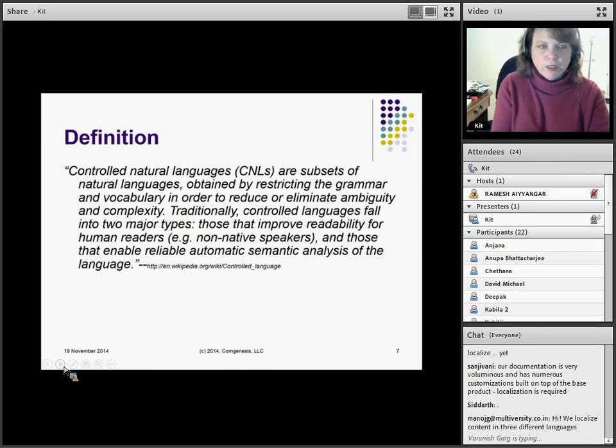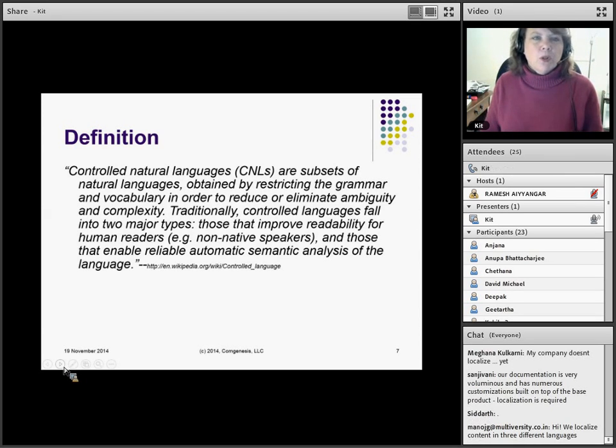So that's one thing that's really important to think about. Here's a definition of controlled language. Controlled natural languages are subsets of natural languages obtained by restricting the grammar and vocabulary in order to reduce or eliminate ambiguity and complexity. Traditionally, they fall into two categories: those that improve readability for people, so non-native speakers, and those that enable reliable automatic semantic analysis of the language, in other words, machine translation. Most controlled language initiatives have a base dictionary of about 10,000 words.